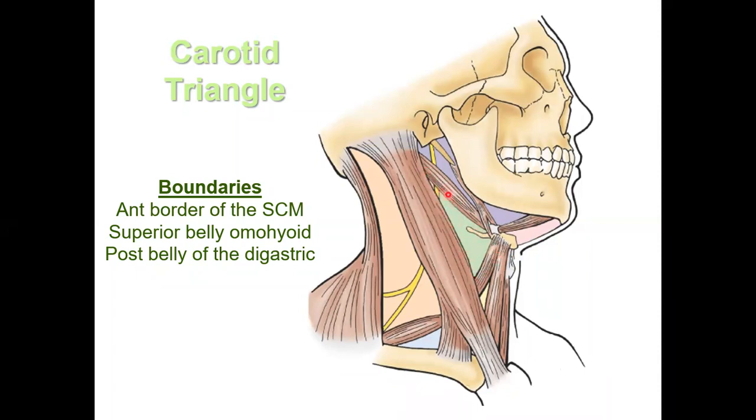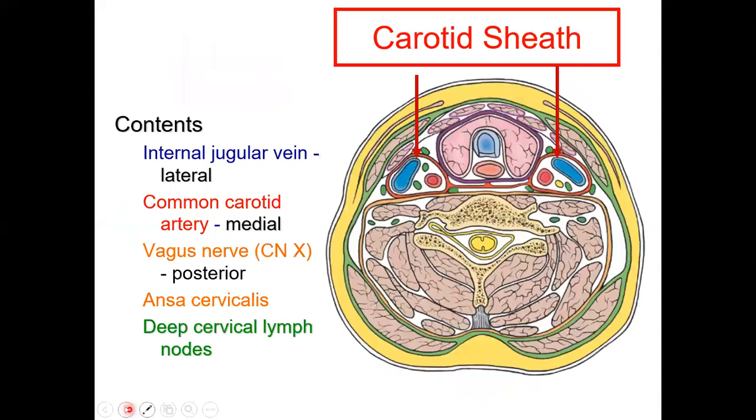Okay, so for the carotid triangle, you can see the borders. You have your posterior belly of digastric, you have the anterior border of your sternocleidomastoid, then you have the superior belly of your omohyoid with that hyoid bone sticking out in the middle. And the carotid triangle is named so because the carotid sheath goes through it.